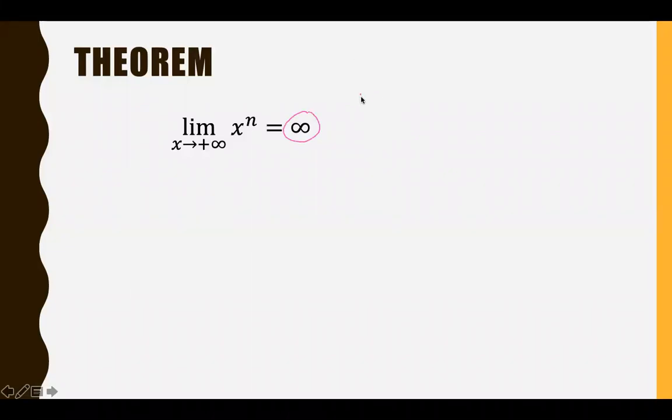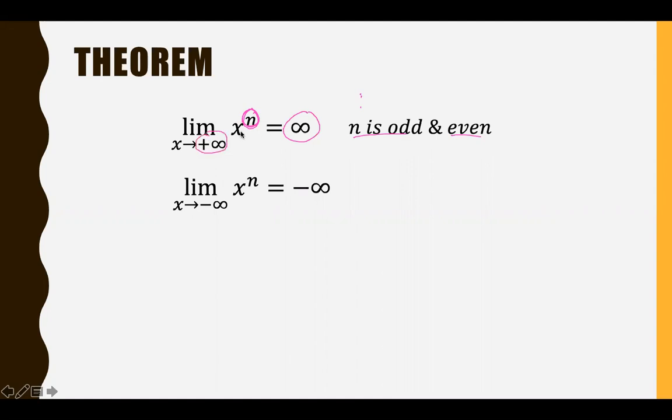Also here, this will be positive infinity whether our exponent n is odd or even. Please be careful here. There is nothing to worry about so long as x to the power of n is approaching positive infinity. Whether it is odd or even, it will always be equal to positive infinity.